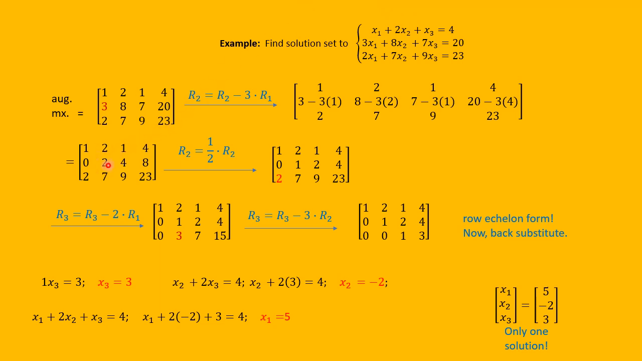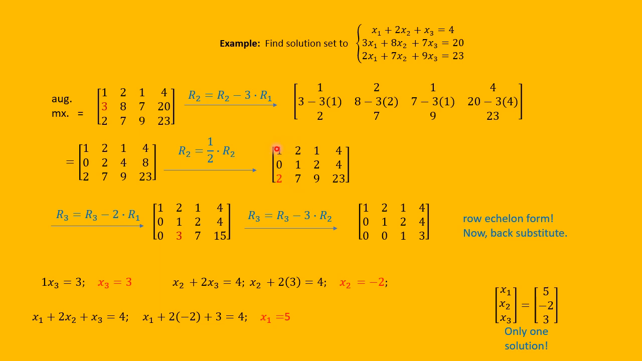And I would like to get a 1 here. I can do that by just multiplying row 2 by a half. Row 2 equals a half row 2. So this row 0, 2, 4, 8 becomes 0, 1, 2, 4.